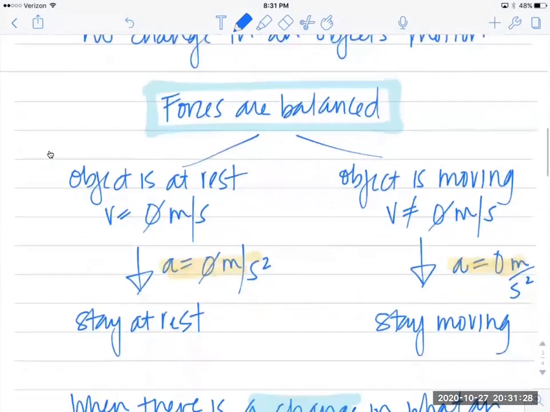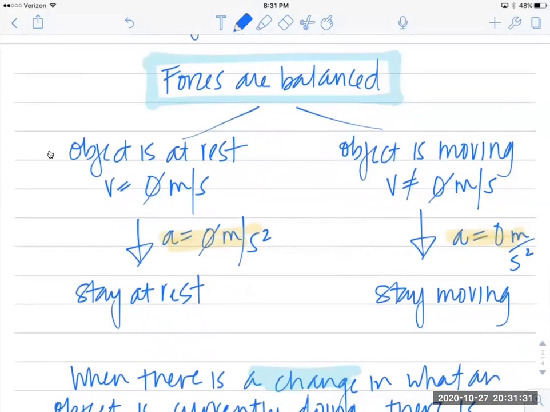If it's at rest, your velocity is 0. If it's moving, your velocity is not 0. In both situations the acceleration has to be 0, because you can't be accelerating or decelerating without changing your velocity. The difference in velocity is your acceleration. So if you can't change your velocity, you have 0 acceleration, regardless of whether you're moving or not. If you're at rest, you'll stay at rest, and if you're moving, you'll stay moving when the forces are balanced.